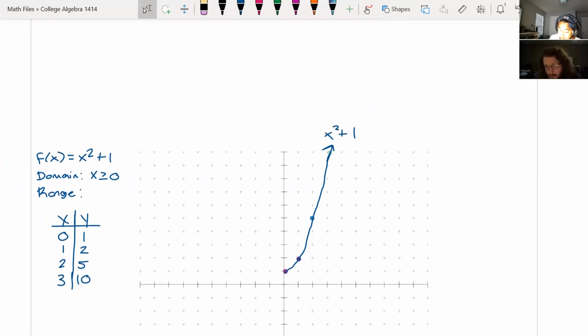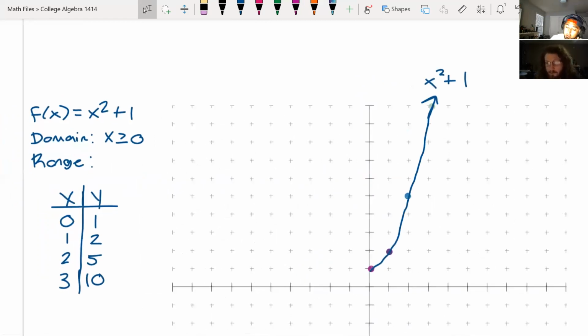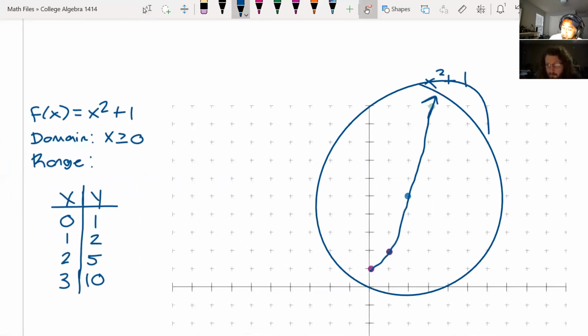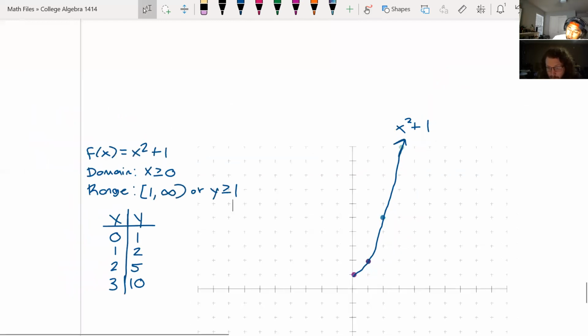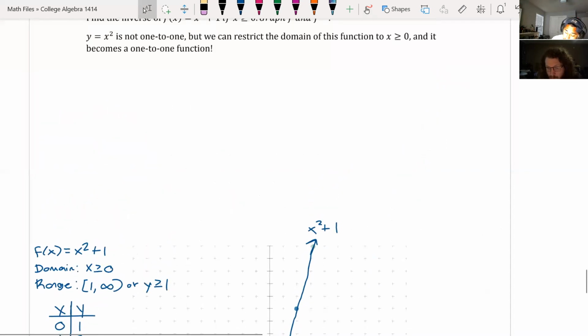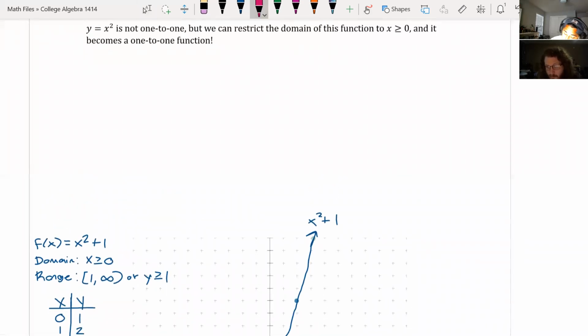Oh, I guess before we do that, let's look at the range. What is the range of this function? What y value do we start at? 1. 1 to infinity. Good. So 1 to infinity. Or we could even say y greater than or equal to 1. Okay, that's figured out. Now let's go ahead and find this inverse.